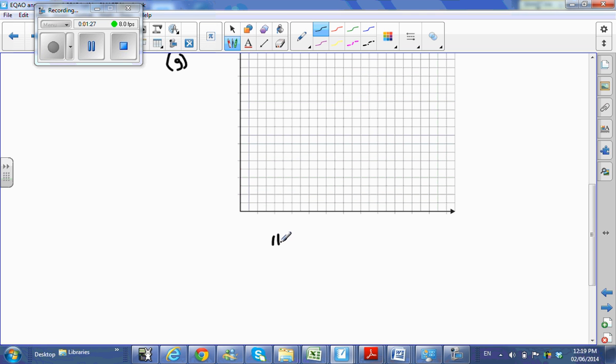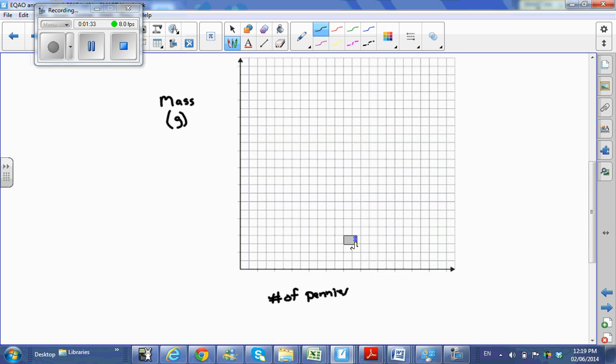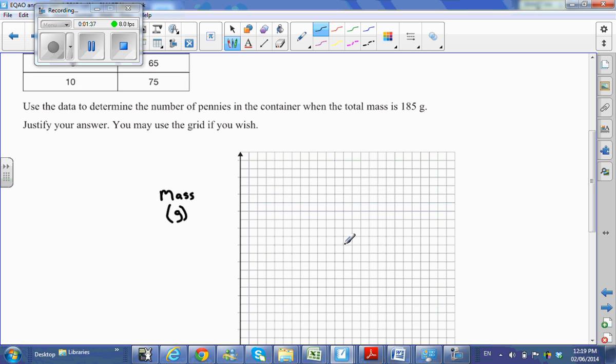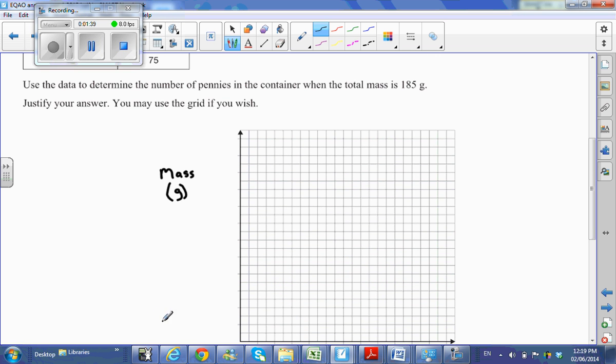So number of pennies, and what does our mass get up to? About 185. So looking at our scale, how would 10 work out? 10, 20, 30, 40, 50, 60. Not going to cut it. So I'm going to count by 20s here.